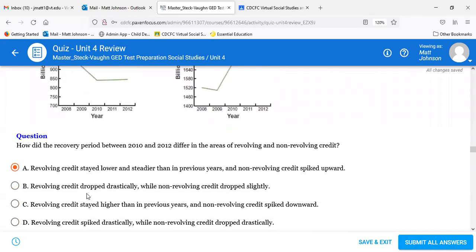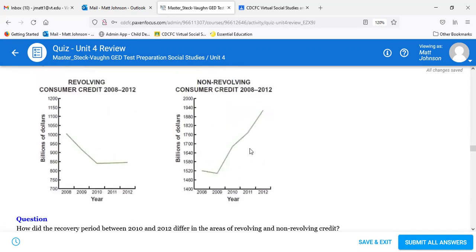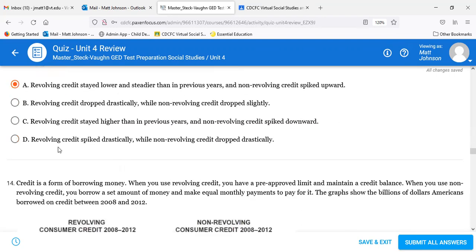And what we know, right? So we're talking about the recovery period. So after the Great Recession, we get to the next decade, economic situation improves a little bit. People are a little more confident, so they buy a new car. They maybe get a mortgage, right? So more of those types of loans, that non-revolving side, from almost halfway through 2009 up to 2012.